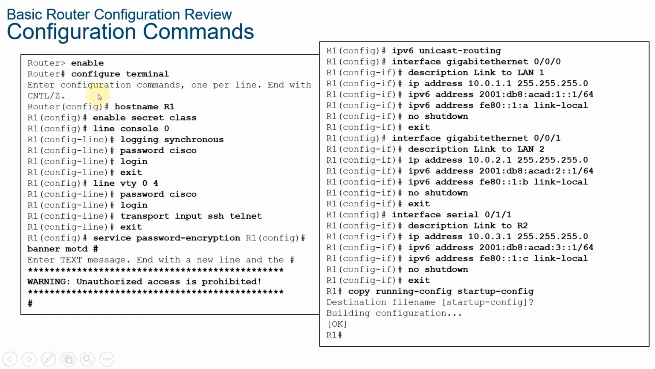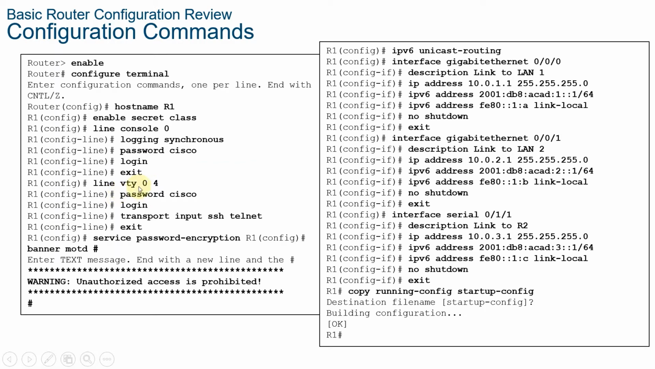This basic setup includes configuring the host name, enabling the secret password via enable secret and your password. You've got line console 0, logging synchronous, password cisco, login. Now line console 0 is used whenever you want to get into the router for the first time and you are prompted for a password.